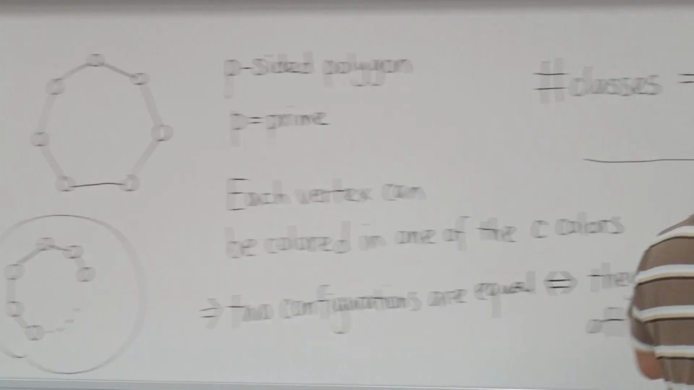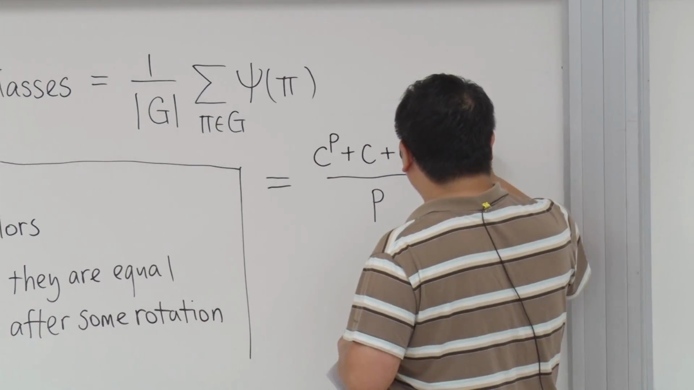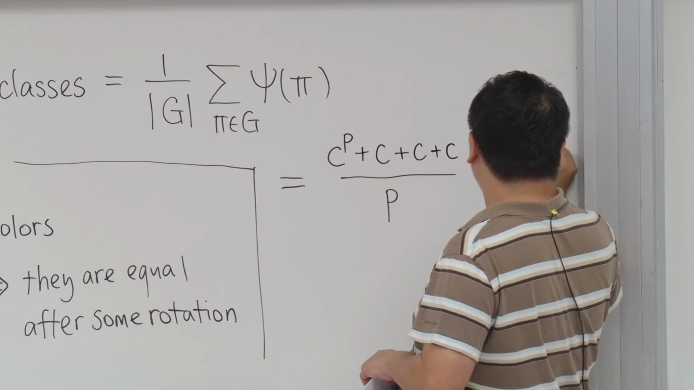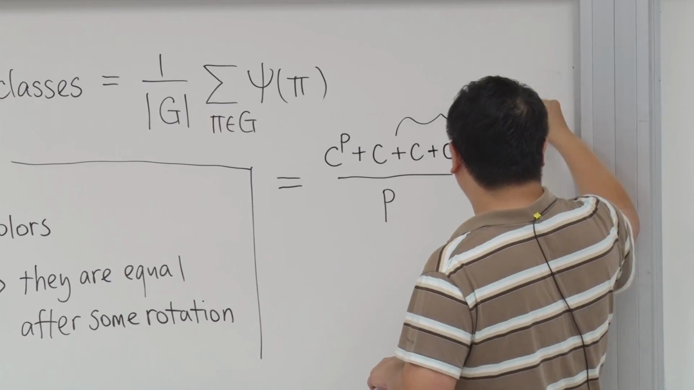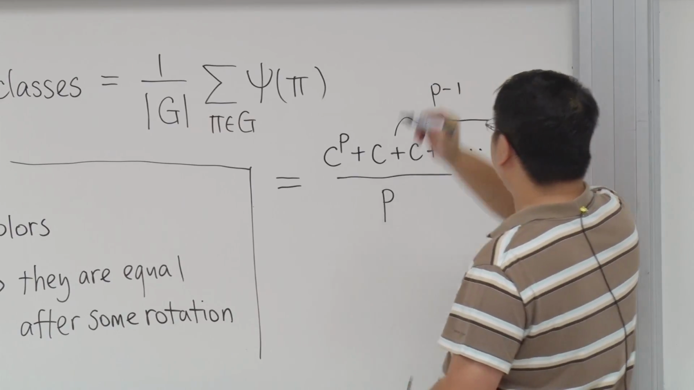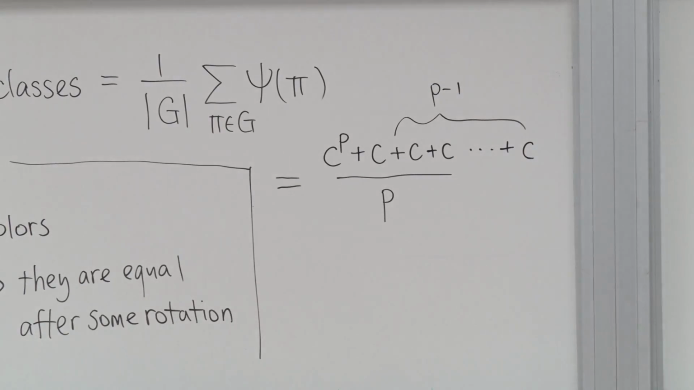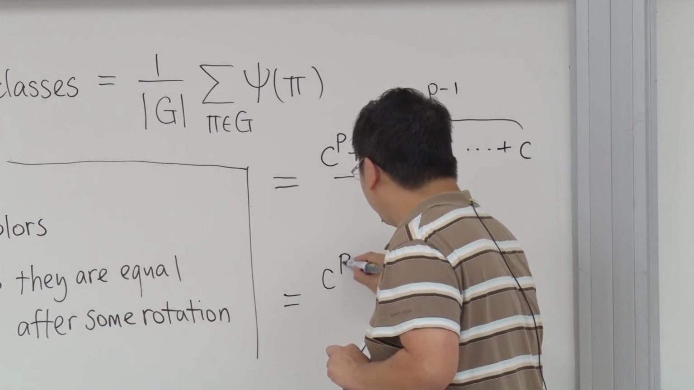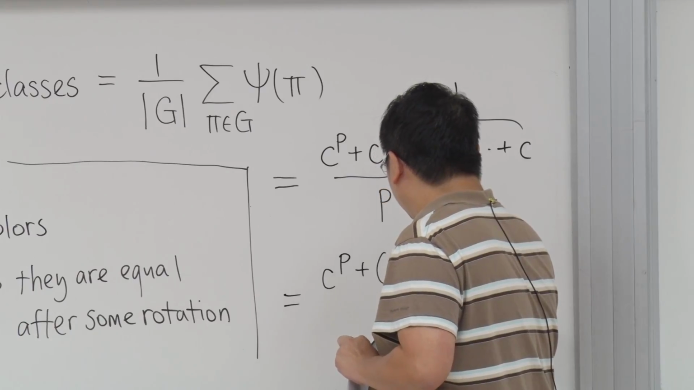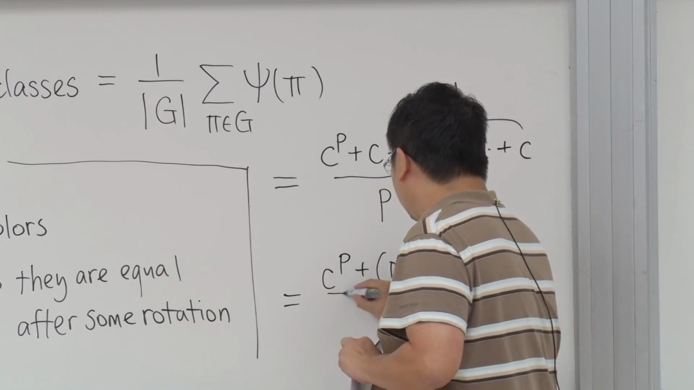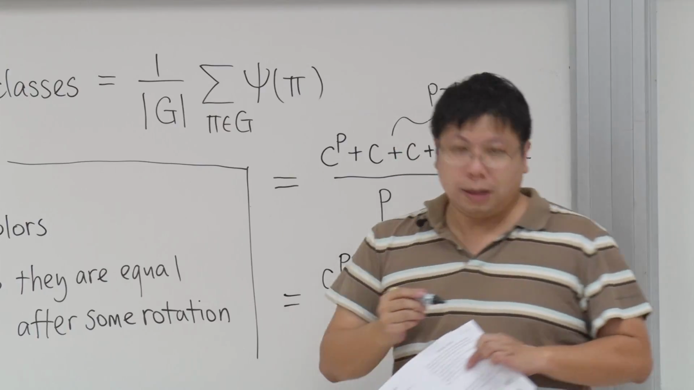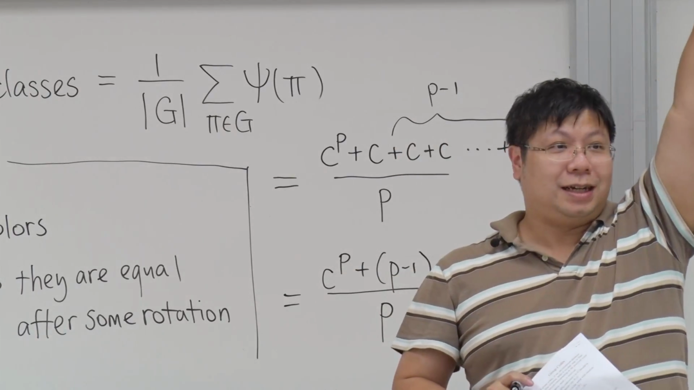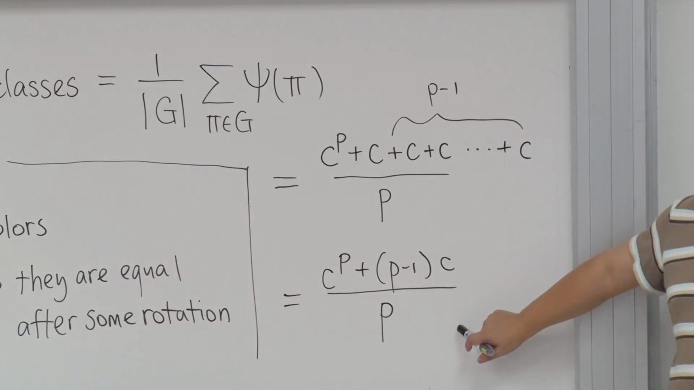So in that case, it is going to be plus C, plus C, plus C, plus C, and all together there are p minus 1 of them. Is that okay? So if we write it down, it is going to be C to the power P plus P minus 1 times C, divided by P. If you are okay with this so far, could you please raise your hand? Okay, excellent.